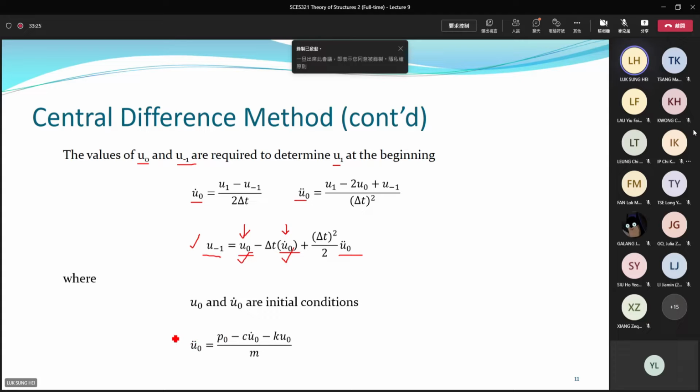The acceleration at time equal to 0 can be calculated using the equation of motion. This is the equation of motion. u0 and u dot 0 are given initial conditions at time equal to 0. So this is some special treatment you have to consider at the beginning. You have to calculate the initial properties to activate your calculations. Once you have this set of parameters, you can use it to find out u1. If you know u1, then you can use it to find out u2, u3, u4, and so on.